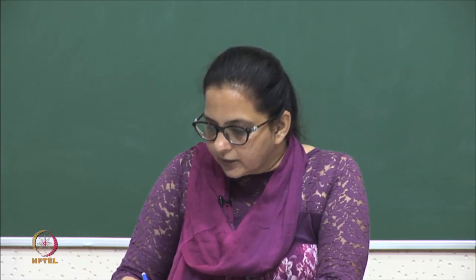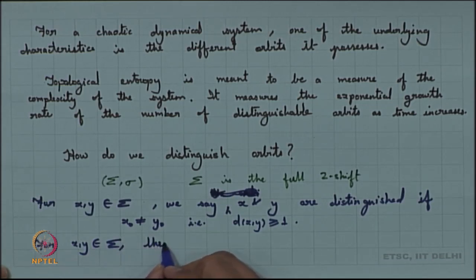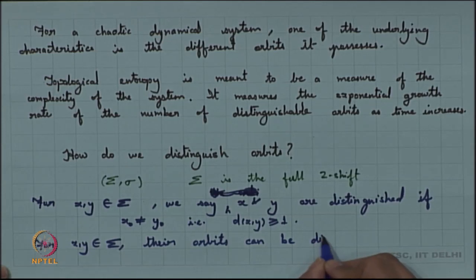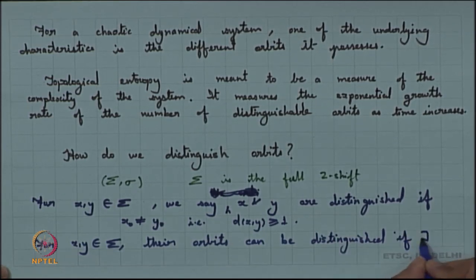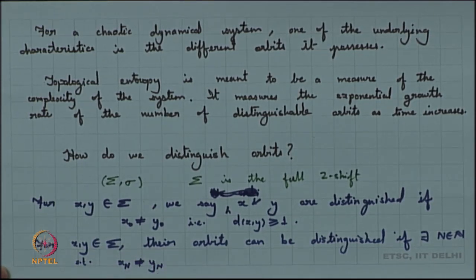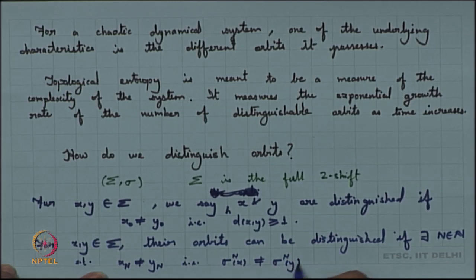Now, what do we mean by saying that the orbits can be distinguished? So, we say that for x, y in sigma, their orbits can be distinguished if there exists an n in N such that x_n is not equal to y_n. Now, what does that mean? It is the same as saying that sigma to the power n of x is not equal to sigma to the power n of y. That means, at the nth stage you can distinguish these two orbits.